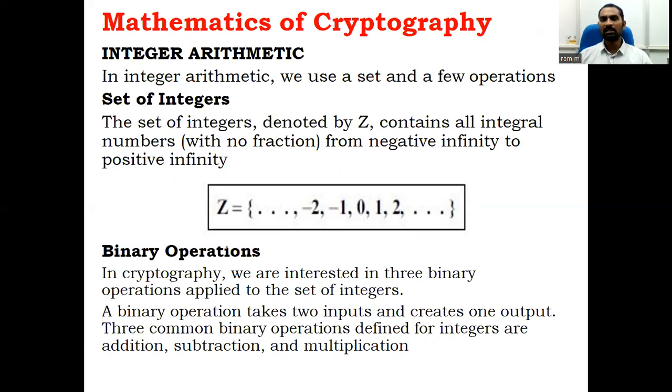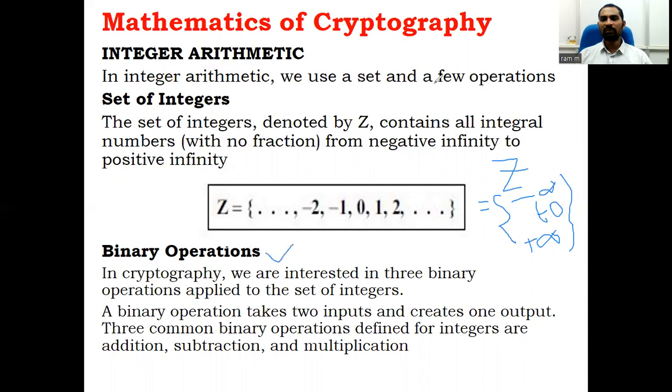To start with, the set of integers is represented by the letter Z. The values lying between minus infinity and plus infinity, all those values, will be the set of integers. Now, on this set of integers, we can apply different operations like unary operations or binary operations. But here in the case of cryptography, we only consider binary operations.